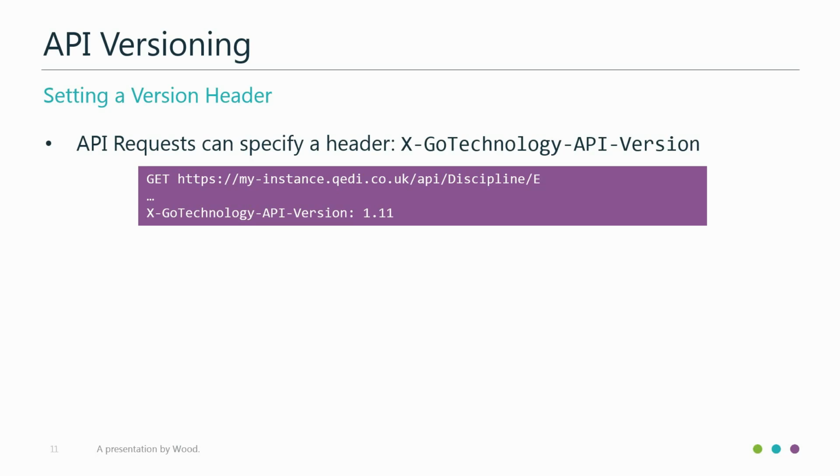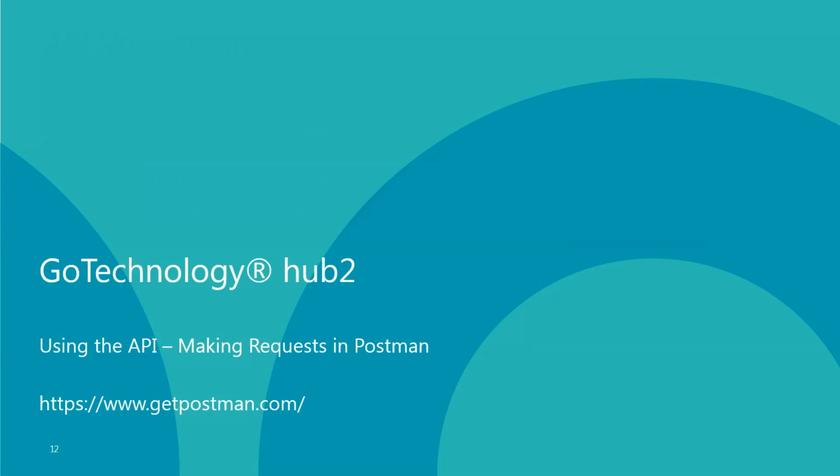So the next thing we're going to look at is how we can put all of this together and make some requests to the API. To do that, we're going to use a free package called Postman, which is really useful, and it's a good way of testing out the API without having to actually write any code. You can download Postman from the URL shown on screen, which is getpostman.com. It's free and I highly recommend it.